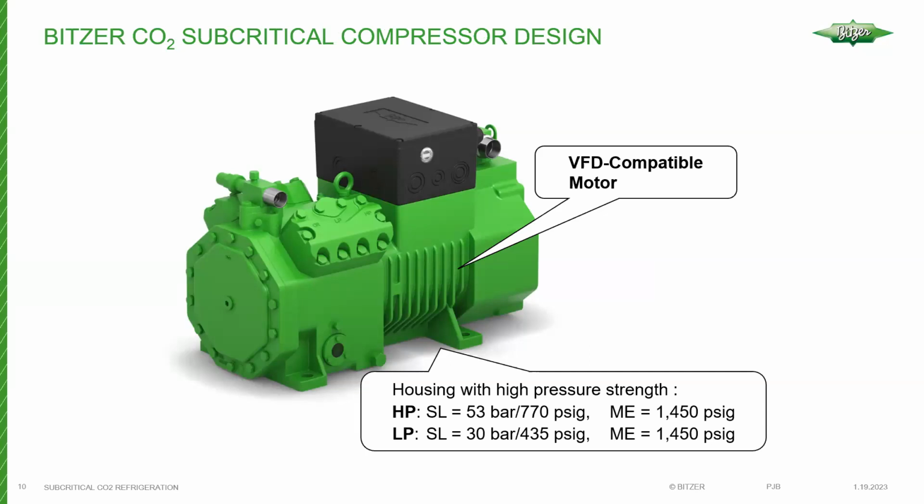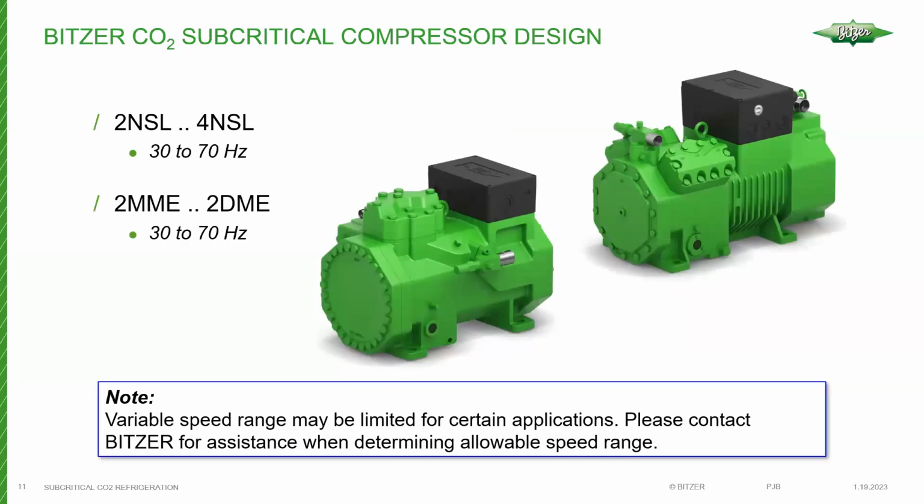The standard SL models, we'll call them the lower pressure casting version of the subcritical compressors, have a low side rating of 435 PSIG and a high side rating of 770 PSIG. Again, the ME compressor series is a higher standstill pressure capable compressor. Both the low side and the high side have pressure ratings of 1,450 PSIG.